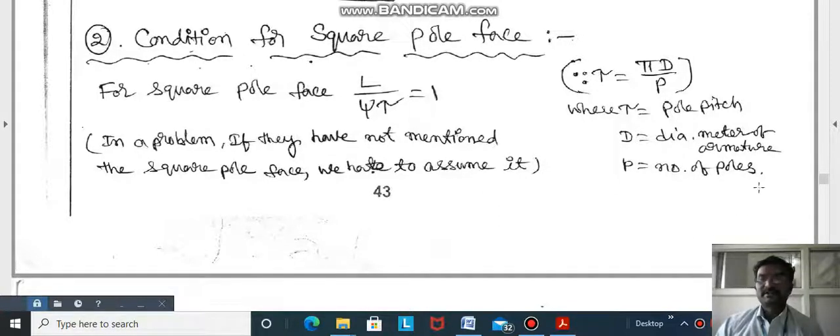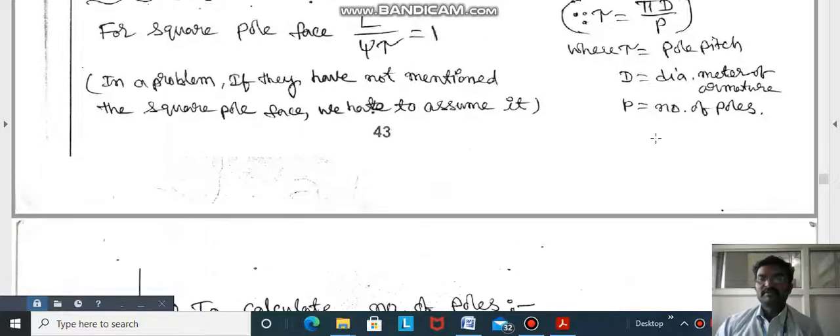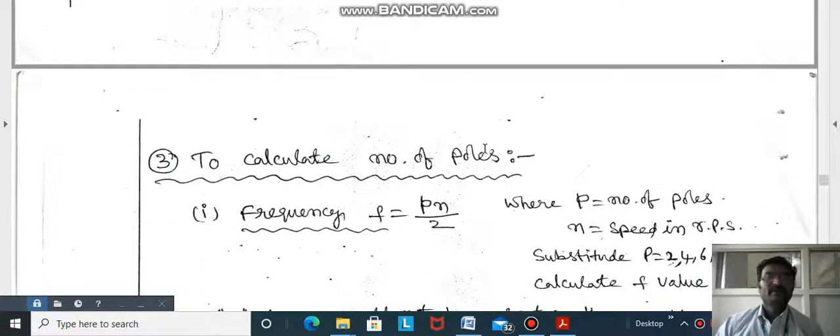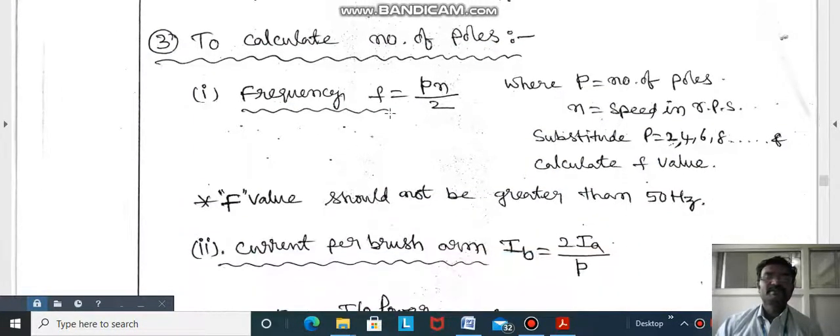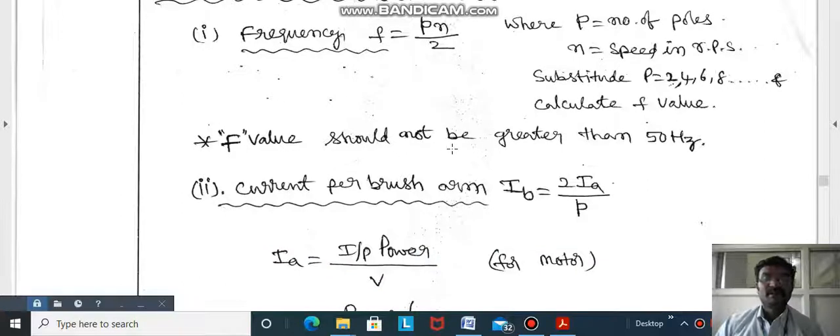D is the diameter of the armature, and P is the number of poles. To calculate the number of poles, the frequency F is equal to P n by 2, where P is the number of poles and n is the speed in RPS. Substitute P as 2, 4, 6, 8. Calculate the F values. The F value should not be greater than 50 Hertz.